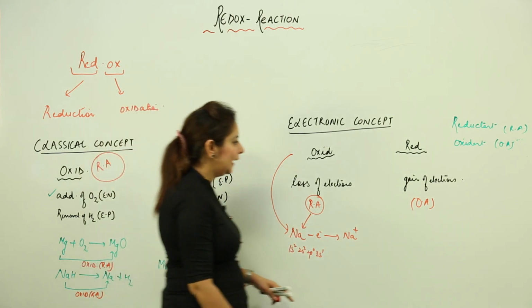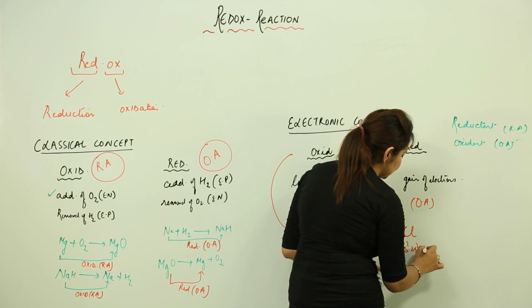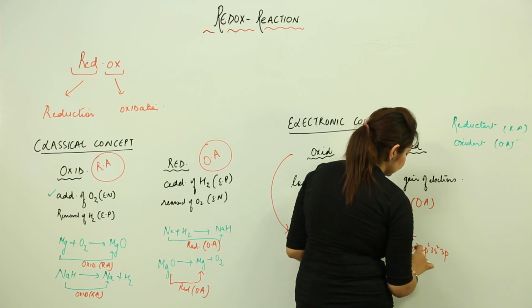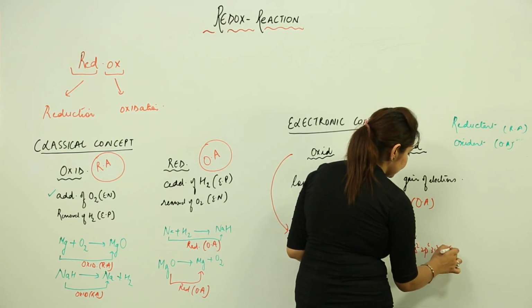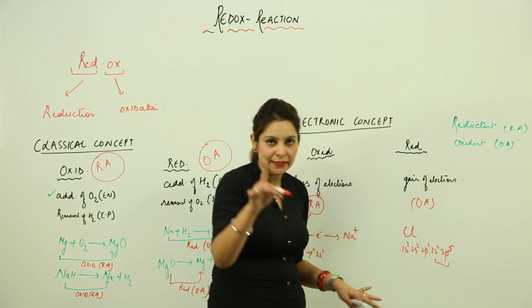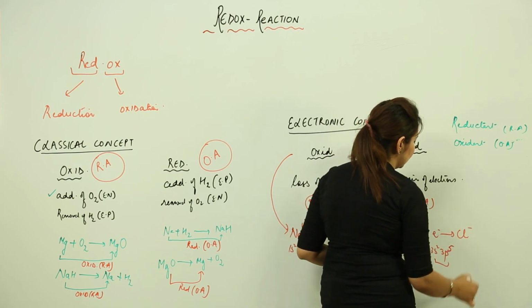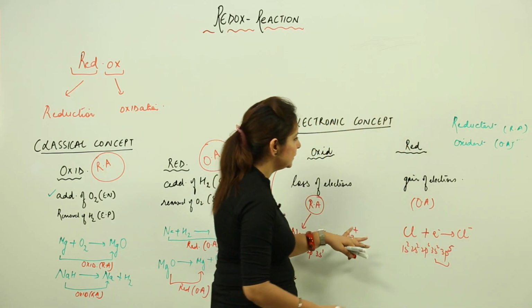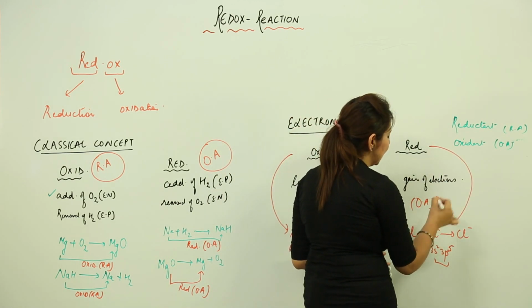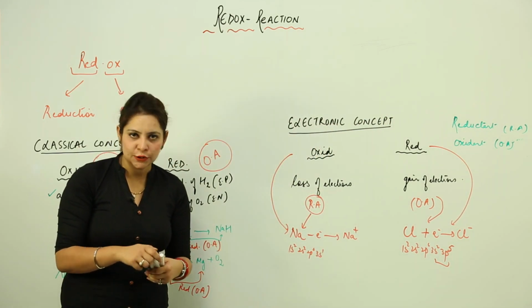Likewise, suppose I have chlorine, we know that the atomic number is 17. So the configuration for it is like this. That means it has 7 electrons in its outermost shell and it needs 1 electron. So it will take up 1 electron, and as a result it will form a chloride ion, and this is called reduction, gain of electrons, and this acts as an oxidizing agent. So this is how you explain it on the basis of the electronic concept.